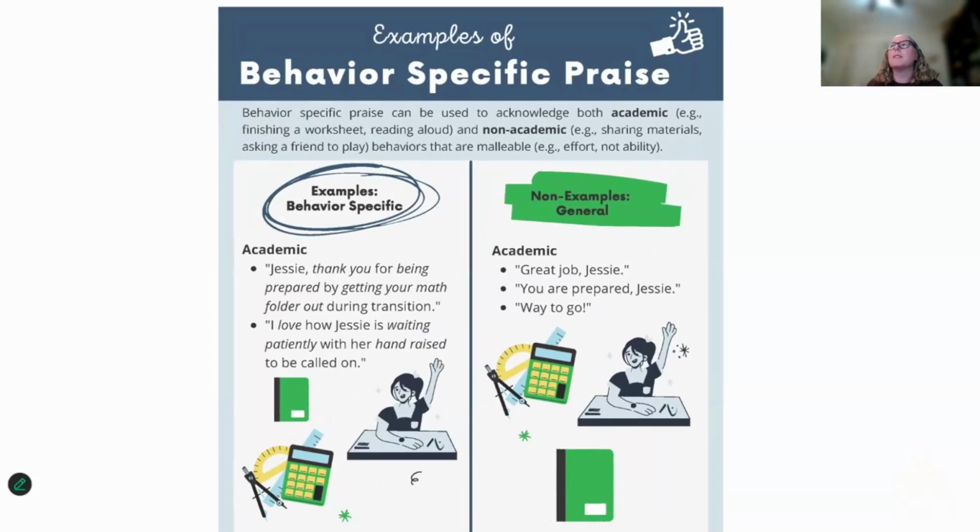And then on the other side, we have some non-examples. These are things that would be considered general praise. Things like, "Great job, Jessie." "You're prepared, Jessie. Way to go." These are helpful in potentially making the student feel good about themselves, but it may not help them engage in that same behavior again in the future. So with behavior-specific praise, we specifically code what they're receiving that praise for.